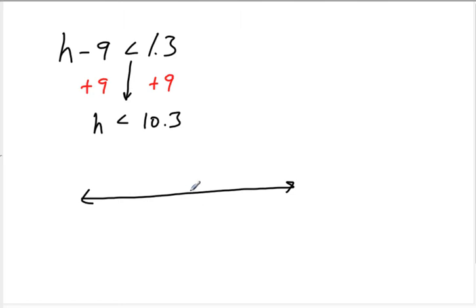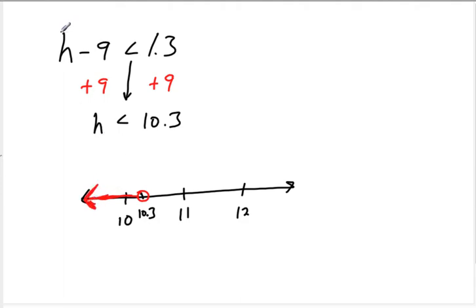It doesn't have to be fancy. I could say this is maybe 10, this might be 11, 12, 10.3 might be around here. 10.3. It's less than, so that is an open circle, and less than is this direction.